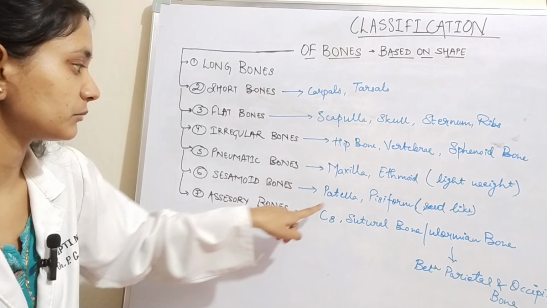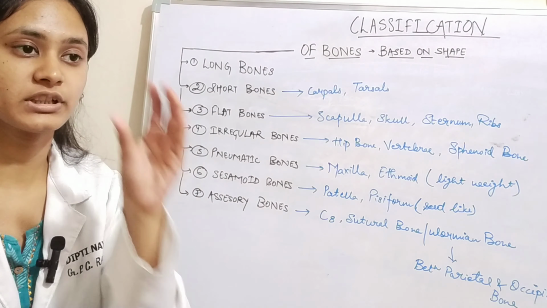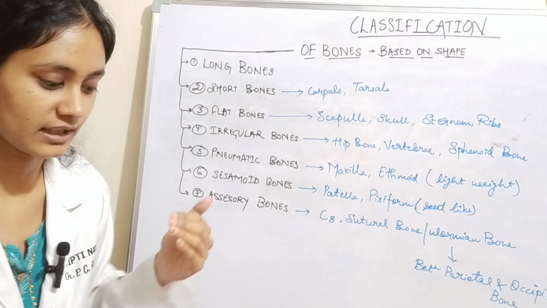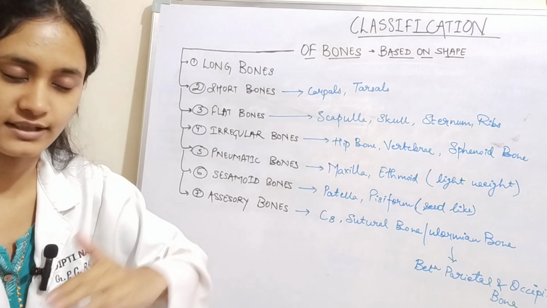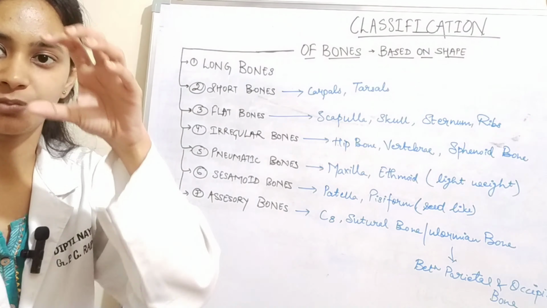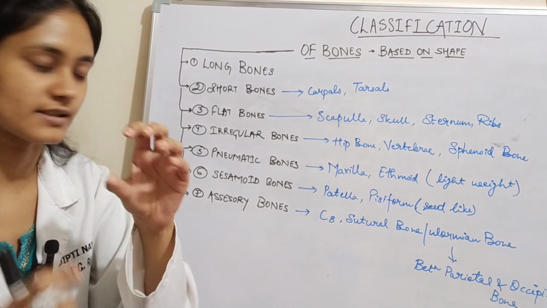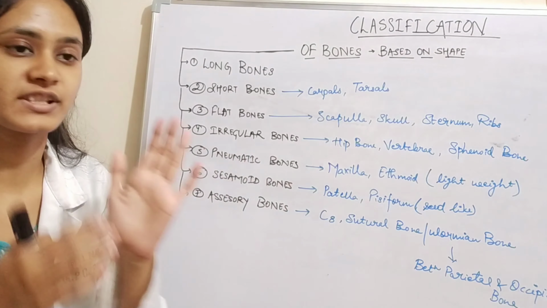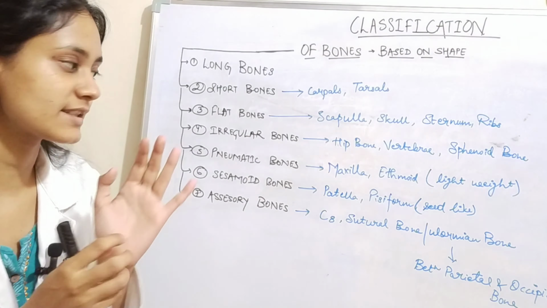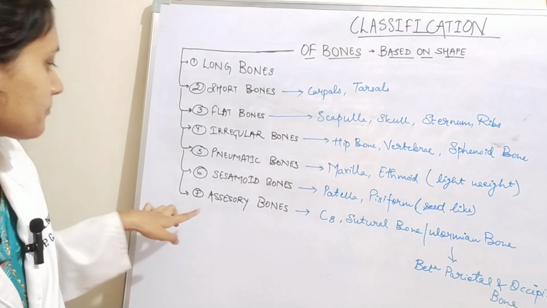A very good example is the patella. The patella bone is present between two muscles, that is, your quadriceps femoris. We will discuss it later. It is present between the thigh region and the leg region, between two muscles. Also the pisiform. The pisiform is one of the carpal bones, and it is formed between two muscles.